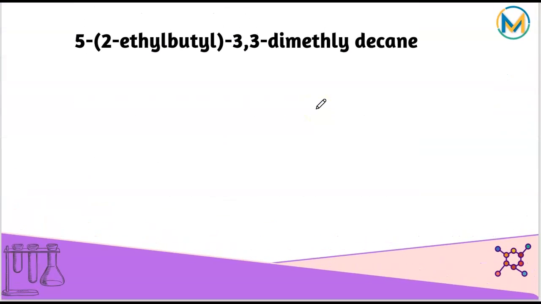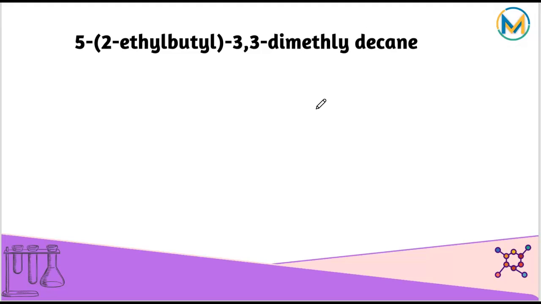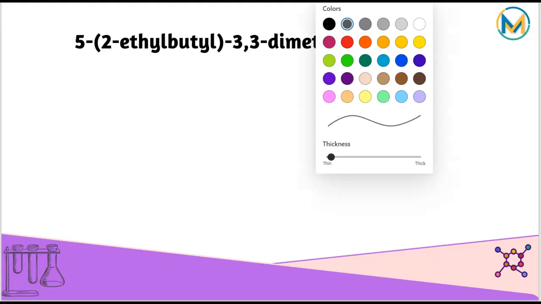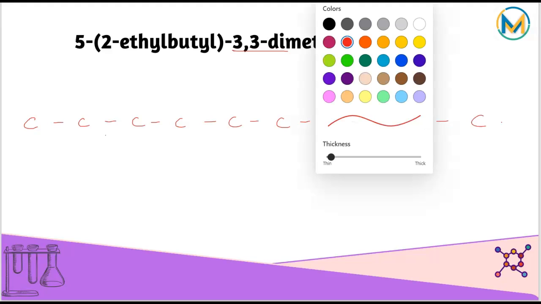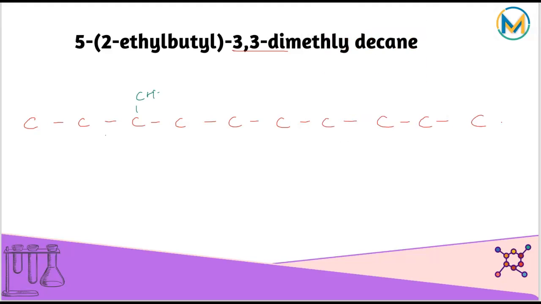The fourth one here we have is 5-(2-ethylbutyl)-3,3-dimethyldecane. Decane is a 10 carbon compound, so let's just do that first: 1, 2, 3, 4, 5, 6, 7, 8, 9 and 10. Then we have 3,3-dimethyl. So that would be, let's put it here, CH3, CH3. Then on the fifth carbon, 1, 2, 3, 4, 5, on this carbon we have 2-ethylbutyl.